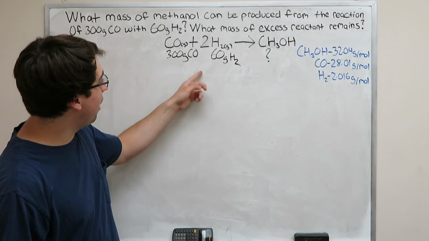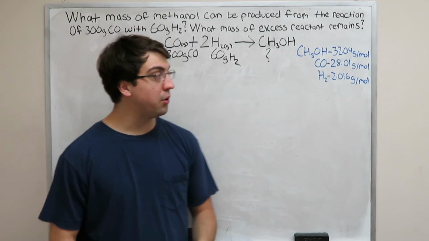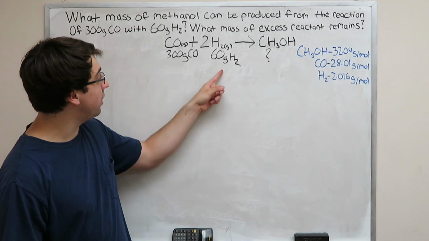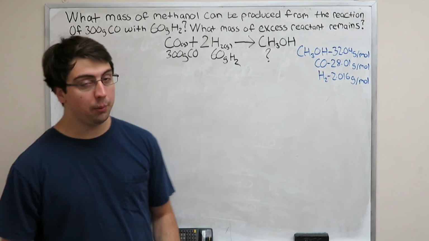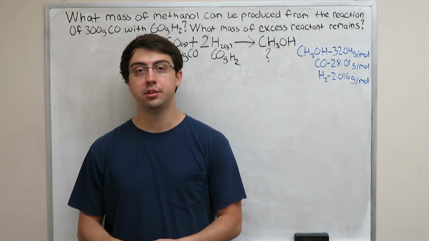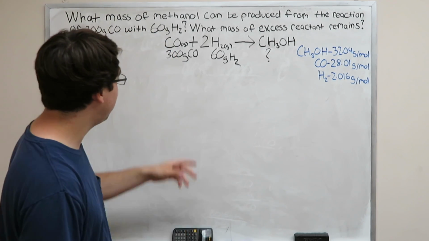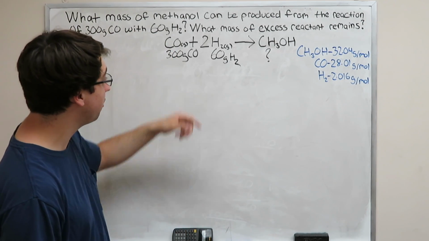First thing we want to do is figure out which one is the limiting reactant. So if we make a mole ratio of the two given quantities and a mole ratio required by the equation, we can compare them to identify which one is the limiting reactant. First, I'm going to convert the grams of CO to moles of CO.